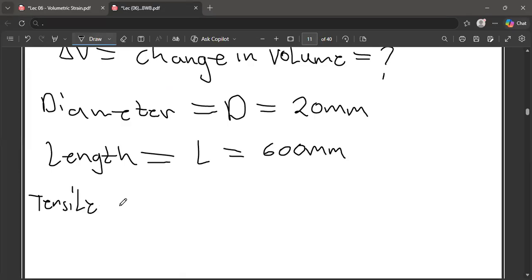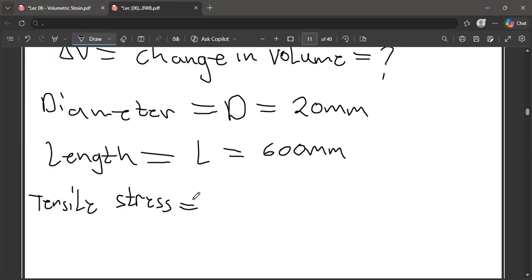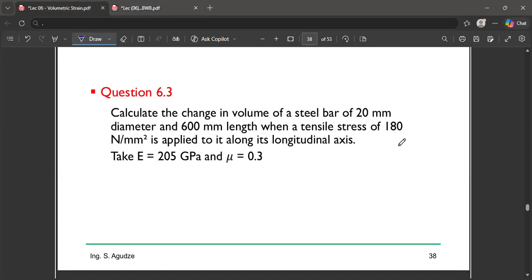So these are tensile stress. Our tensile stress is equal to, and the value was 180 Newton per millimeter squared. You see? So that is it.